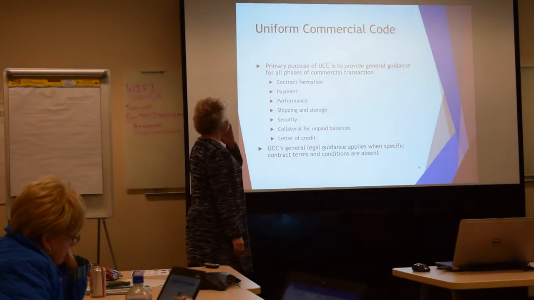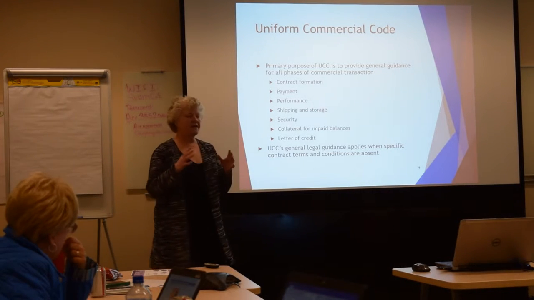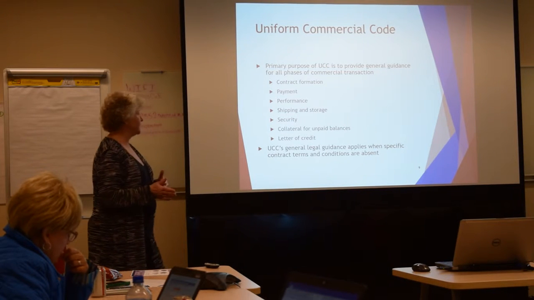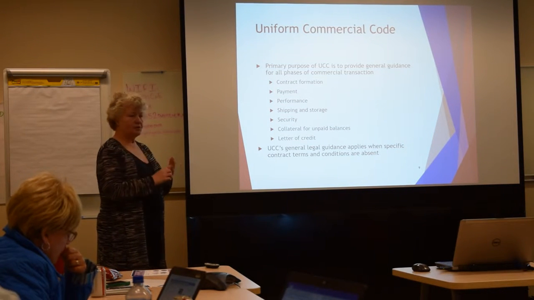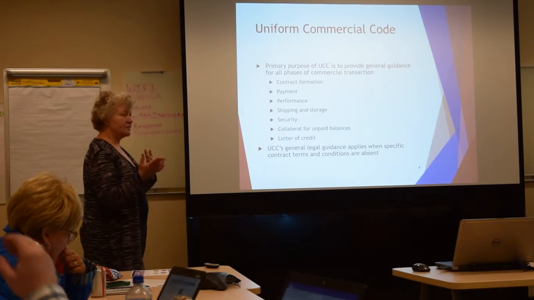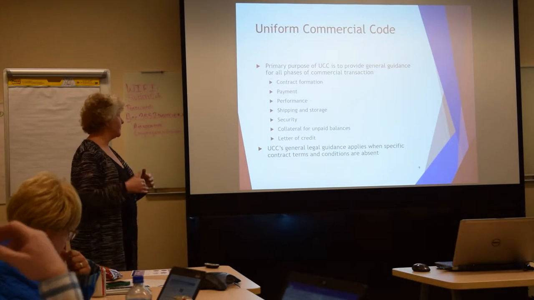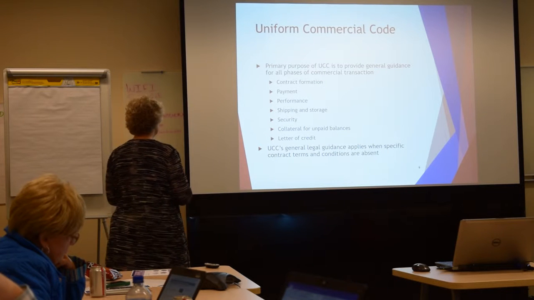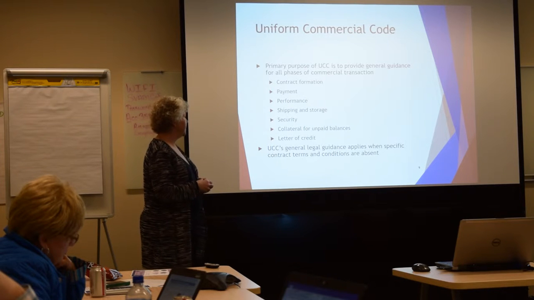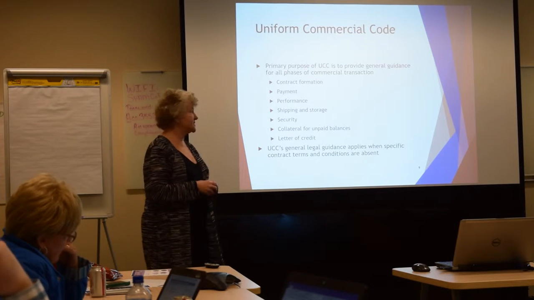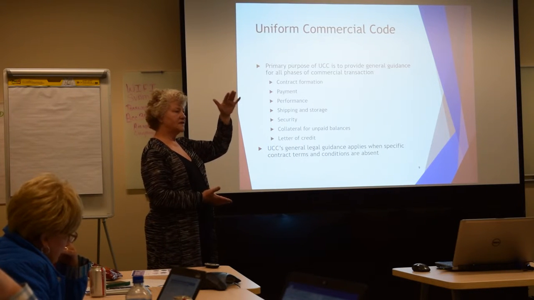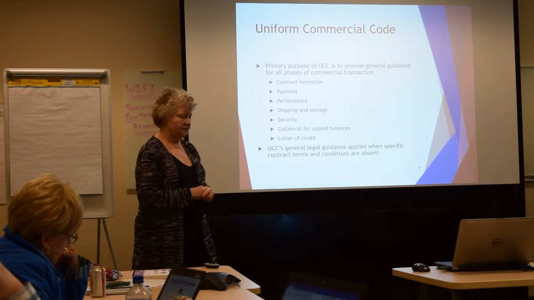So when we talk about the Uniform Commercial Code, it's primarily to provide, think of it as more general guidance, and it basically covers all phases of a commercial transaction. So it covers how do you put a contract in place, it covers payment, it covers performance, and what happens if one party fails to perform. It covers shipping and storage, security, not to the same level that the government's now getting into with regard to cybersecurity. It talks about collateral for unpaid balances and letters of credit. So it's a much more general set of rules than what the FAR is.